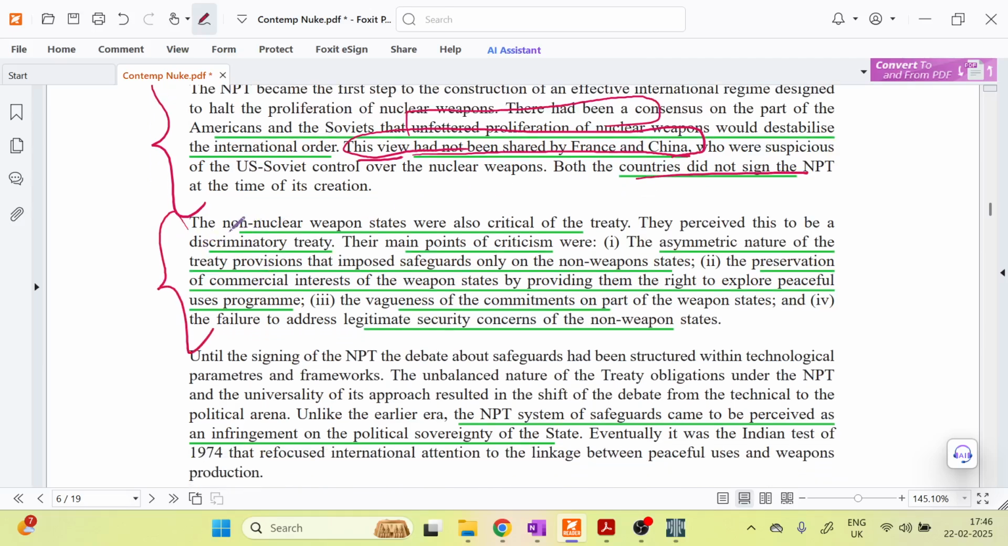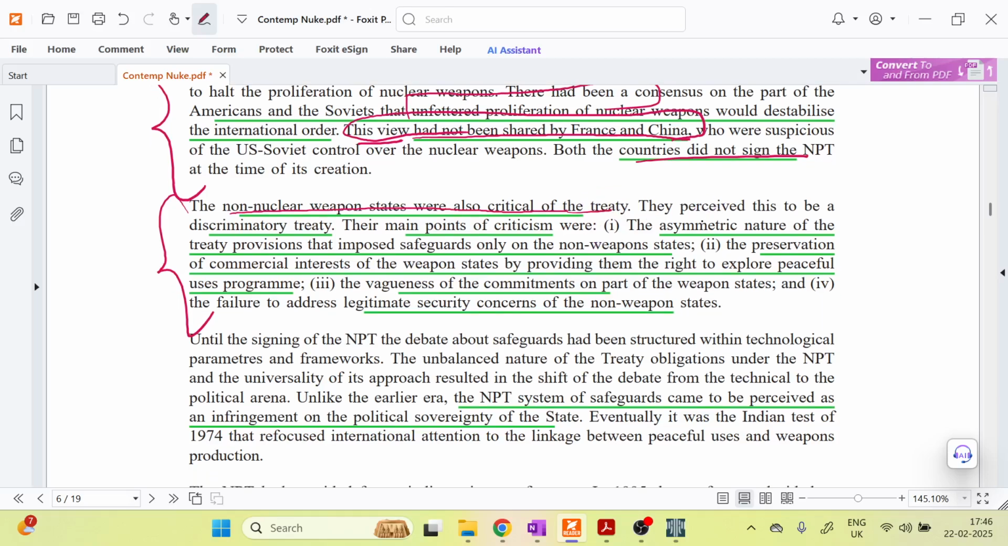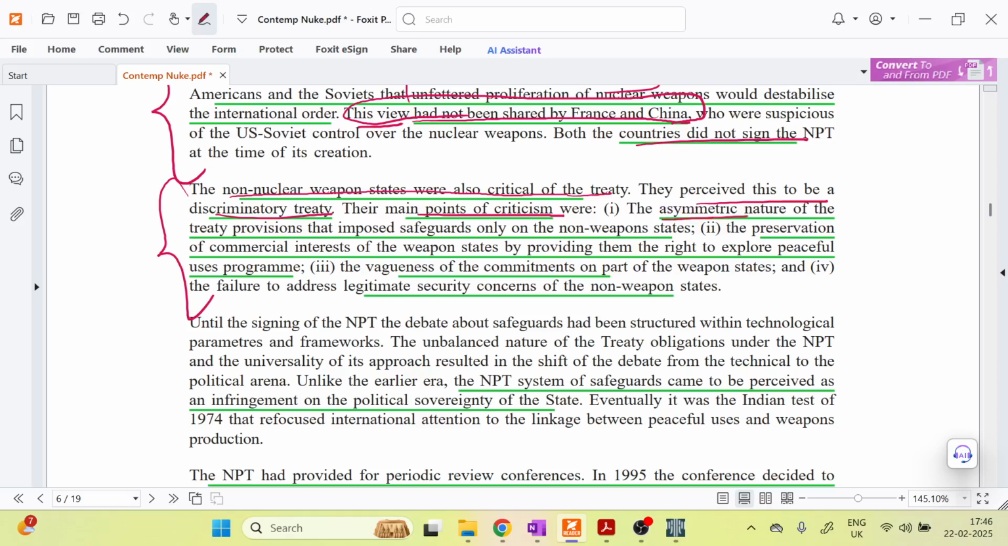So the next paragraph: the non-nuclear weapon states were also critical of this treaty. They perceived it to be a discriminatory treaty. The main points of criticism of this treaty were the asymmetric nature of treaty provisions that impose safeguards only on non-weapon states. The first criticism, that the safeguards were there only for non-weapon states. Then the preservation of commercial interests of weapon states by providing them the right to explore peaceful use programs.